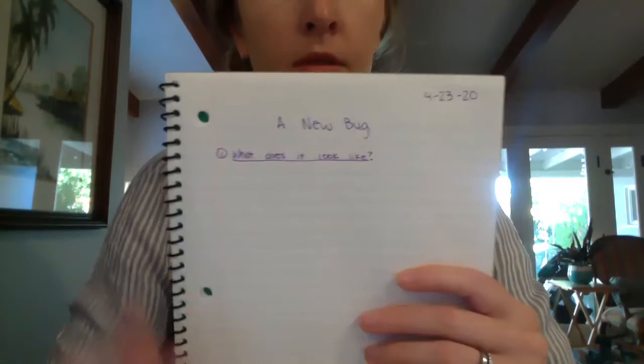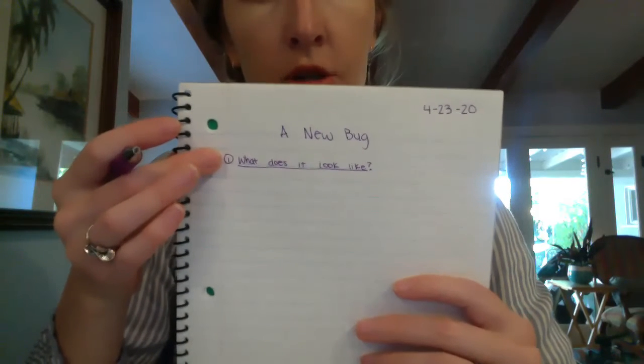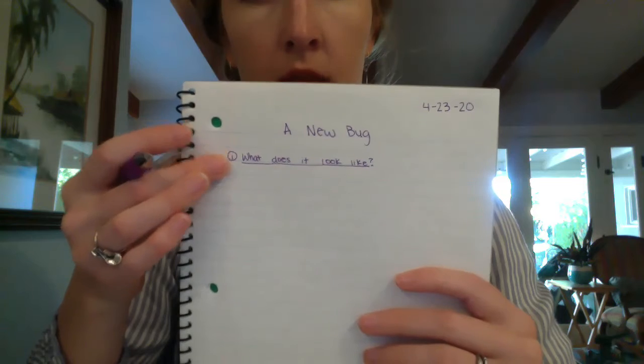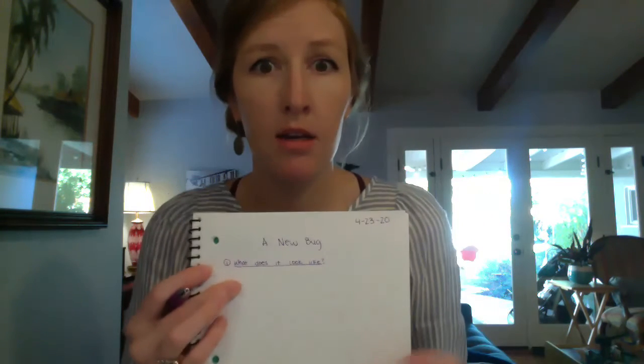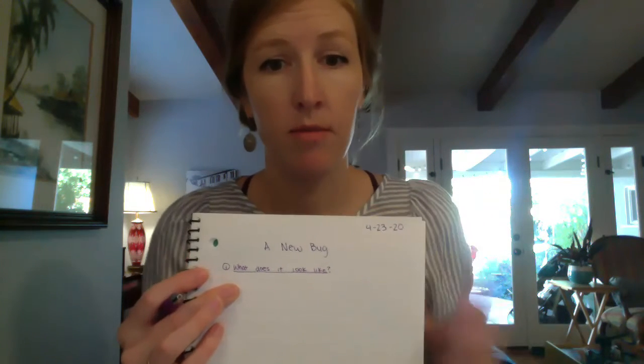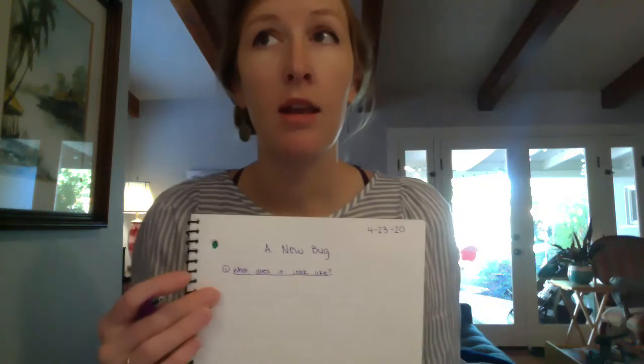So, okay, you should have that question written down. And then underneath it, you're just going to write some details about what your bug looks like. Now, you don't have to do complete sentences or worry about capitalization or ending punctuation. You're just getting your ideas out onto your paper, and we'll be using them tomorrow to make a paragraph. So today it's just getting the ideas out.